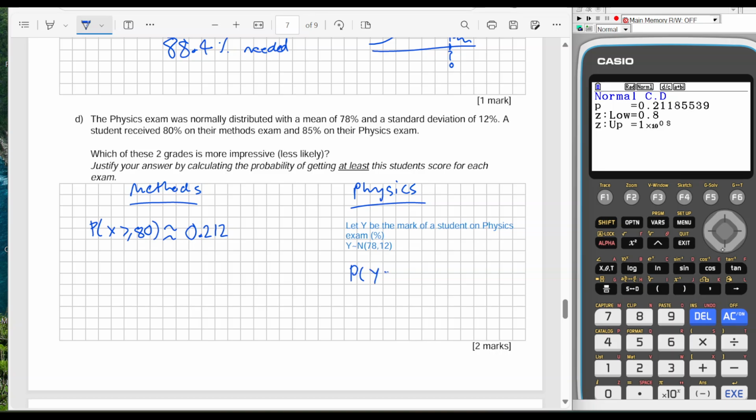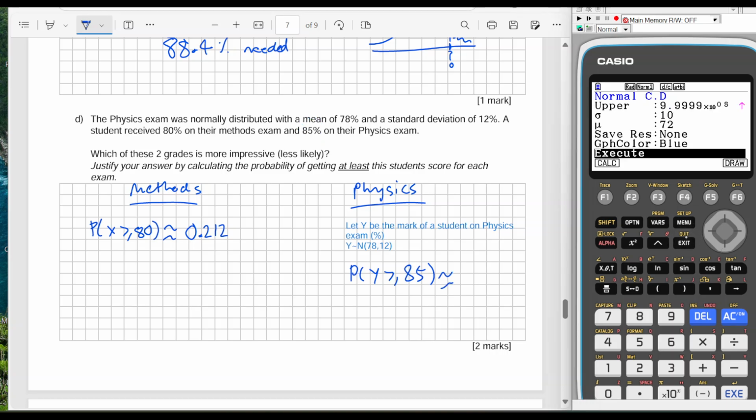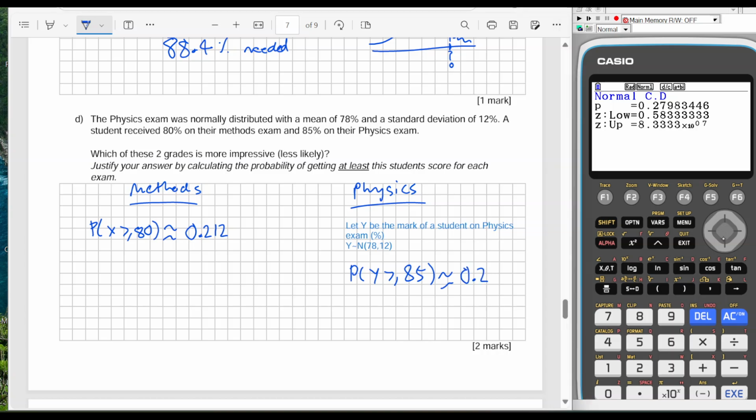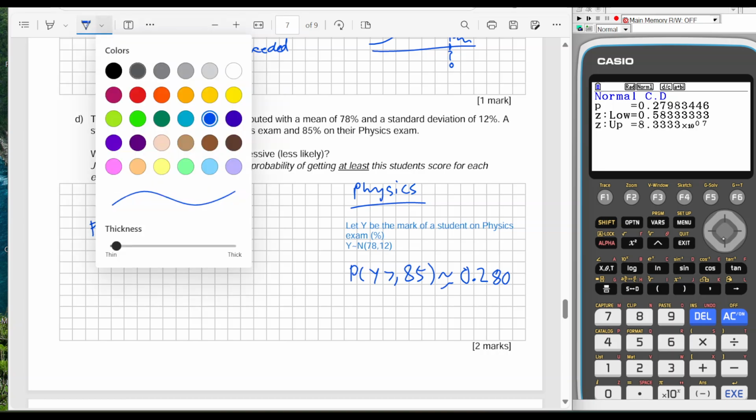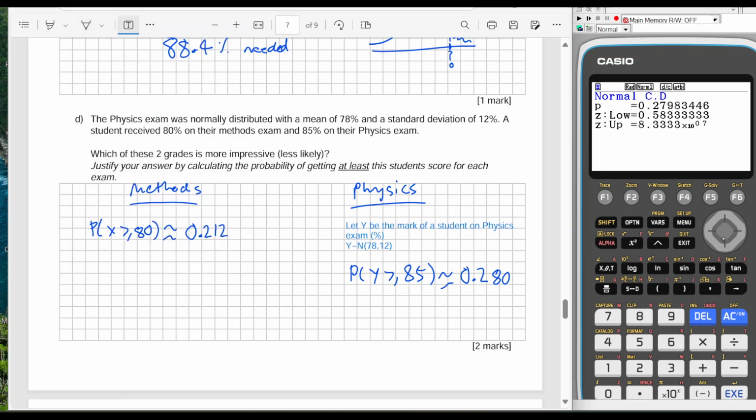probability that Y is greater than, and they got 85, roughly equals, and then we can just do a normal CDF to work that out. So the lower has got to be 85, and then the upper has to be the same. The standard deviation here is 12 and the mean is 78, so it's different. Okay, the probability is 0.279 or 280.